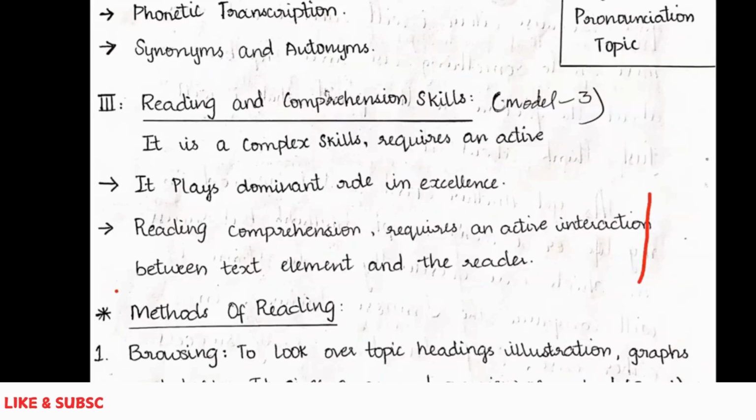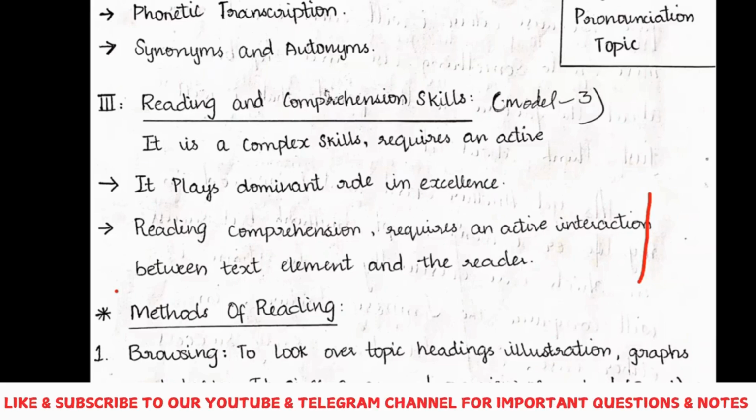And module 3 is there, reading and comprehension skills. Reading, we know what is reading. Reading has a dominant role in excellence. But newspaper reading is different from learning, reading the answers, reading the lesson, reading the textbook. It is completely different from newspaper reading, right, ma'am?